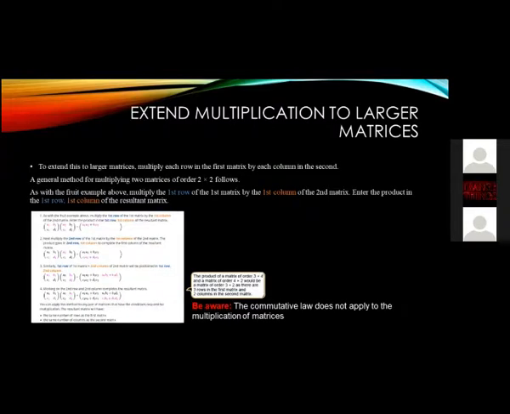Extend multiplication to larger matrices. To extend this to larger matrices, multiply each row in the first matrix by each column in the second. A general method for multiplying two matrices of order 2x2 follows. As with the fruit example above, multiply the first row of the first matrix by the first column of the second matrix. Enter the product in the first row, first column of the resulting matrix.